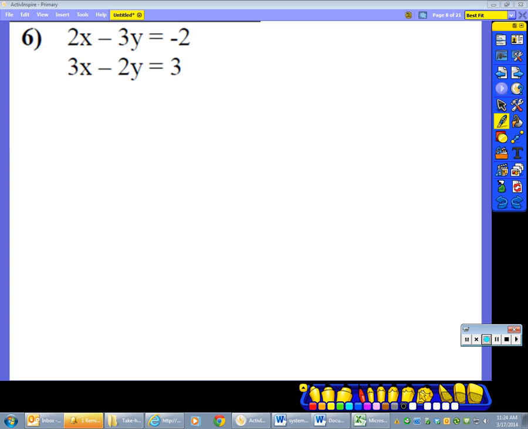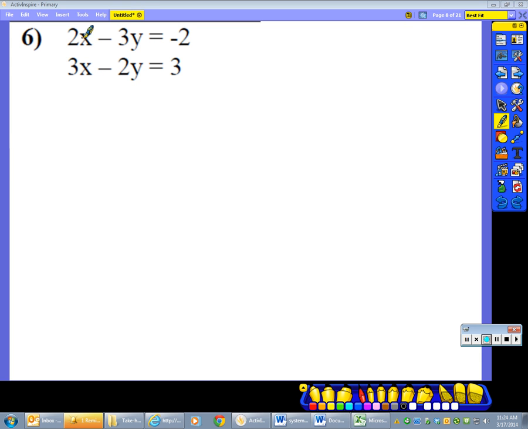Number 6. I've been doing a lot of elimination. Usually elimination is the route to go, so I'm going to continue with that. Now you have to be proficient in all 3 methods. Another word for elimination, I told the kids in class, is combination. I like to call it elimination because that's what your goal is. You're trying to eliminate, but it's called combination because you're actually combining these 2 equations.